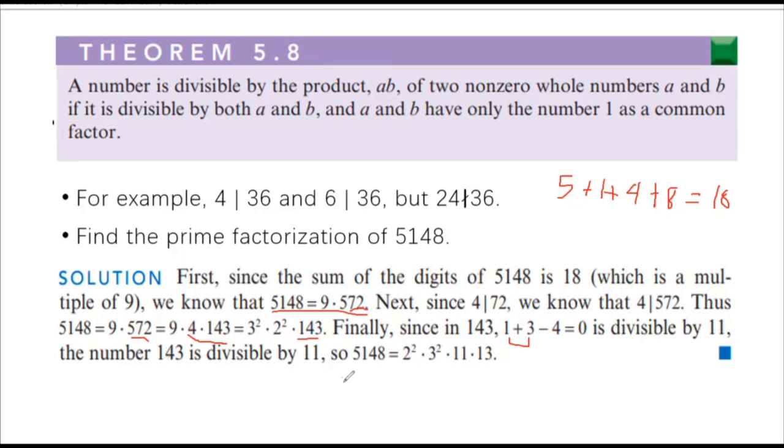So, at the end, yung 5,148 is divisible by 2 squared. Yung 2 squared yun yung 4. 3 squared yun naman yung 9. At yung 143 divisible by 11. And the last is 13. Okay? So, ang prime factorization ng 5,148 is 2 squared times 3 squared times 11 times 13. So, ito na yung pinaka-final answer natin. Okay?